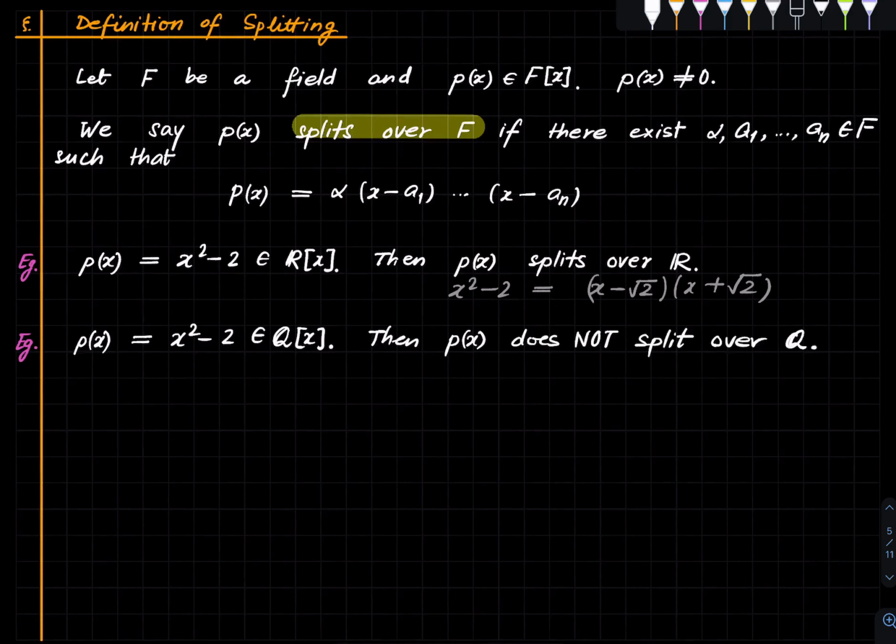So why is that? The point is, if it did split over Q, there would be a root of this polynomial in Q, which would mean that there is a rational number whose square is 2, which would mean that the square root of 2 is a rational number. So that's the reason. The square root of 2 is an irrational number, forgive me. Right, so it matters over which field we are talking when we ask for splitting. Right? And lastly, one more example.